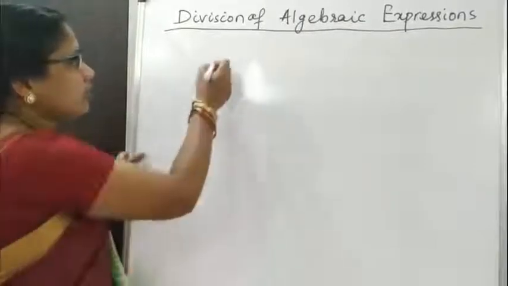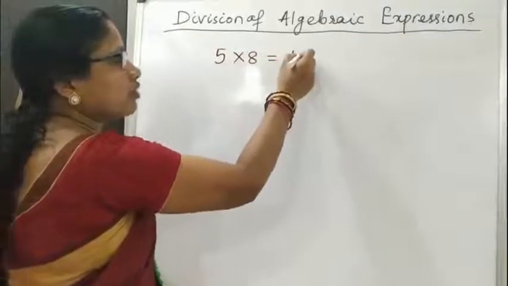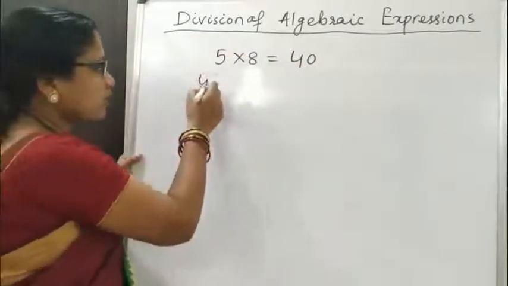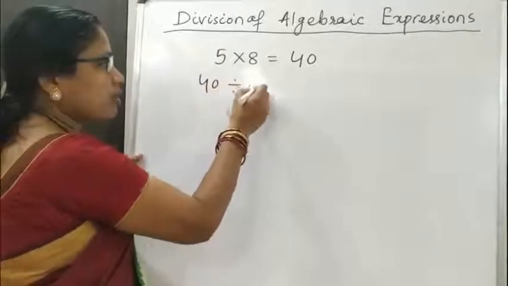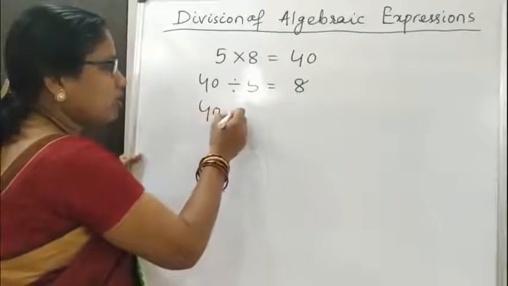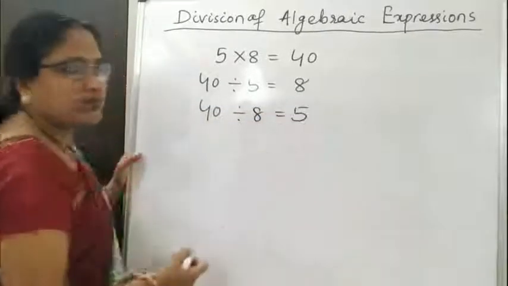As we know that 5 into 8 is equal to 40. So this is the multiplication. So reversely 40 divided by 5 is equal to 8, or 40 divided by 8 is equal to 5.